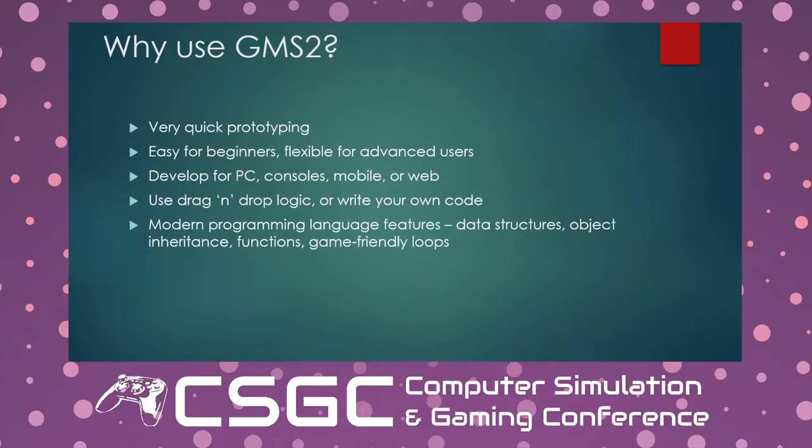If you've got a background in computer science, you'll be happy to know that it's got all the major data structures supported. So arrays, lists, maps, queues, they're all pretty much there. Object inheritance, which is really nice. So if you design an object in GameMaker that's got certain properties, certain logical behaviors, you can make a child object and it inherits all of those behaviors from the parent. Saves a lot of time. Functions were added recently to GameMaker, which is really nice.